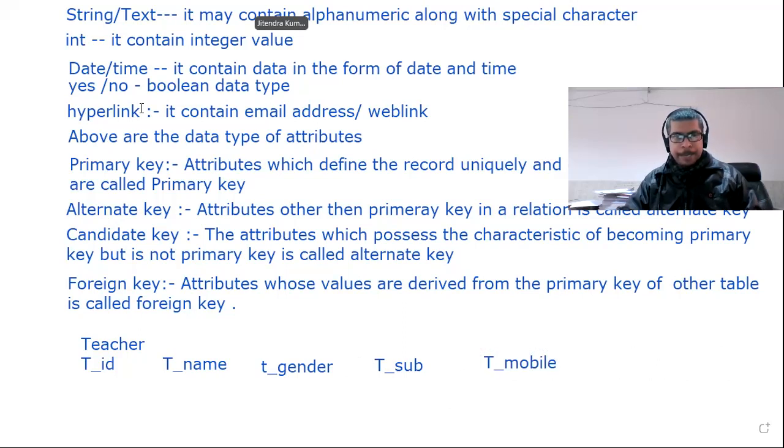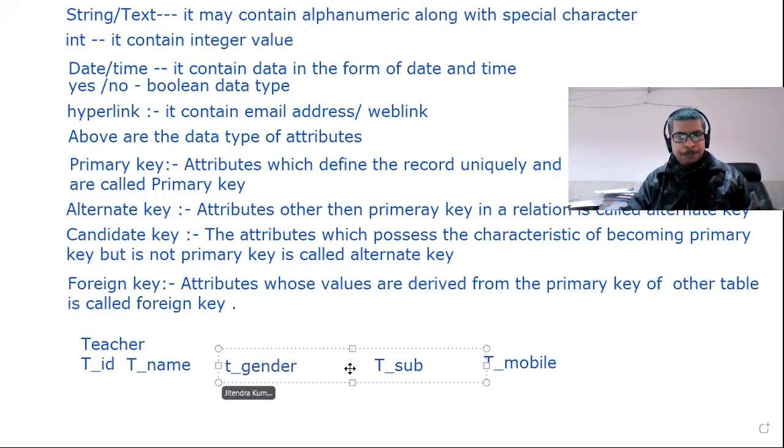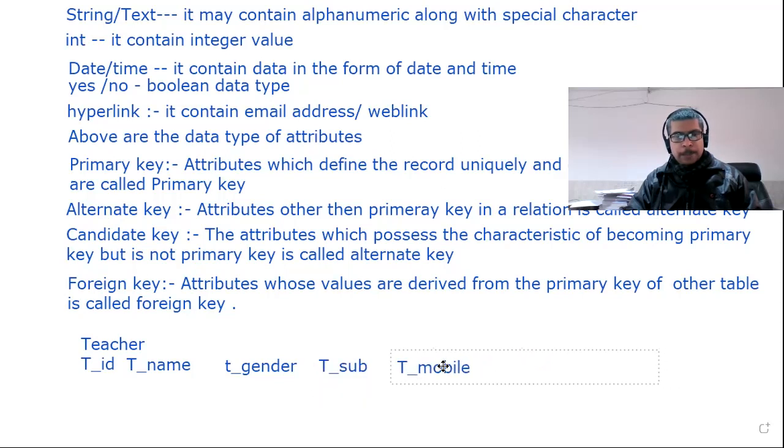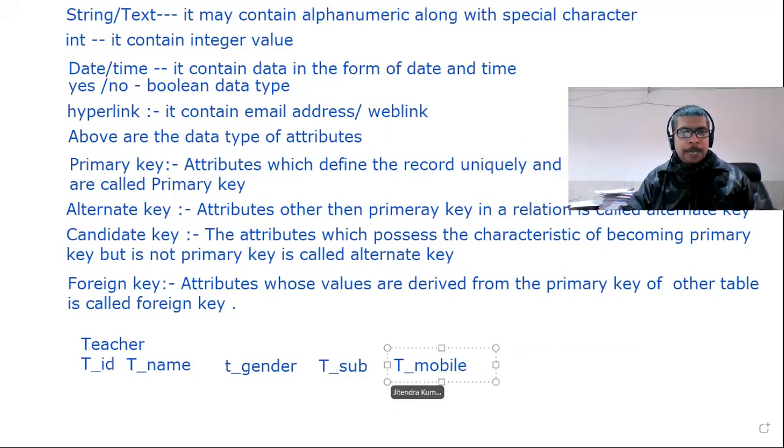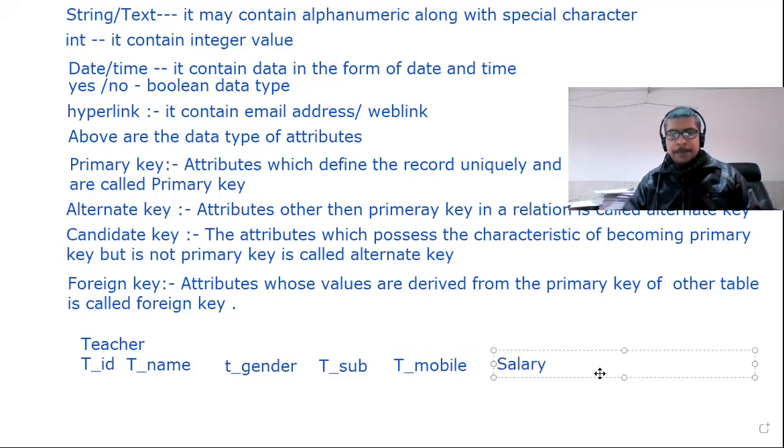Let me arrange all of it. T name, then gender. Then she told about the mobile. I have kept mobile, and she has also told about salary. Okay, so now you can see this is the table.